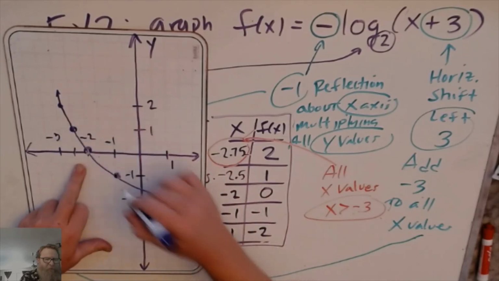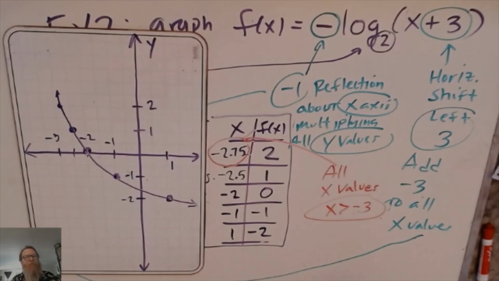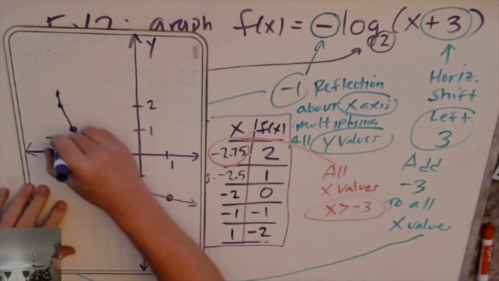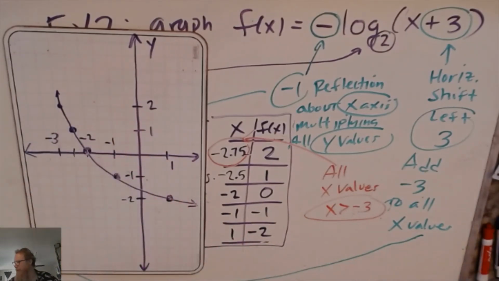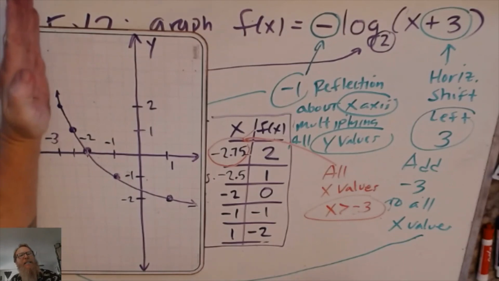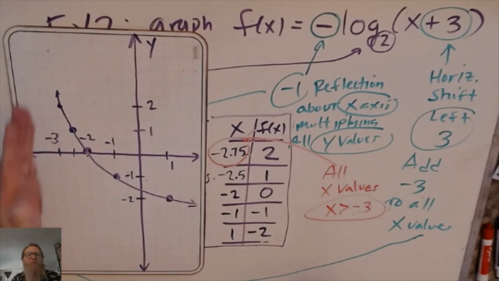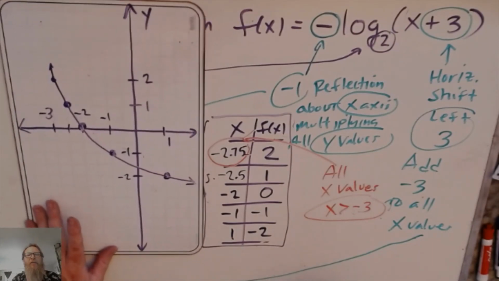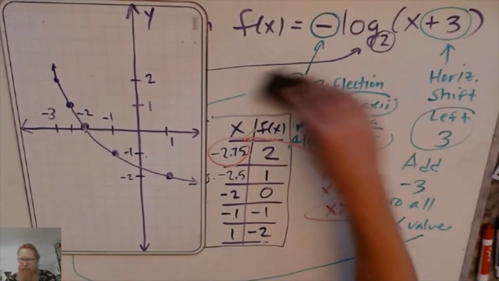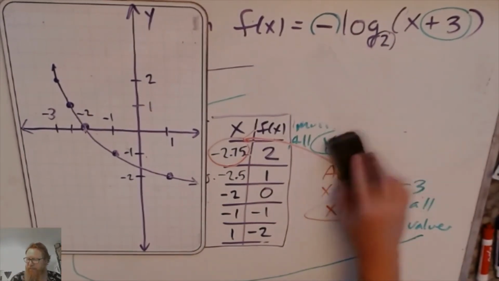So there's your graph. Okay. And now I've got a couple more things I need to do. I need to do the vertical asymptote, which you can kind of see here. It's at negative 3. But I don't want to presume too much, so I'm going to go ahead and show you how to do that step by step.